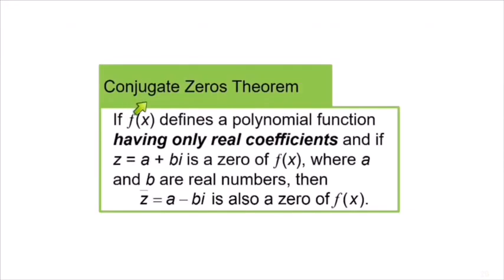And so here finally is the conjugate zeros theorem. This says that if f of x defines a polynomial function and all the coefficients are real, then if a plus bi is a zero of your function, then a minus bi will also be a zero of the function. You might remember back in chapter 1 we talked about complex conjugates. We talked about how if you multiply a complex number times its conjugate, you get a real answer. So here again is that conjugate idea. So one more time, if a plus bi is a zero of our function, then a minus bi will also be a zero of the function.